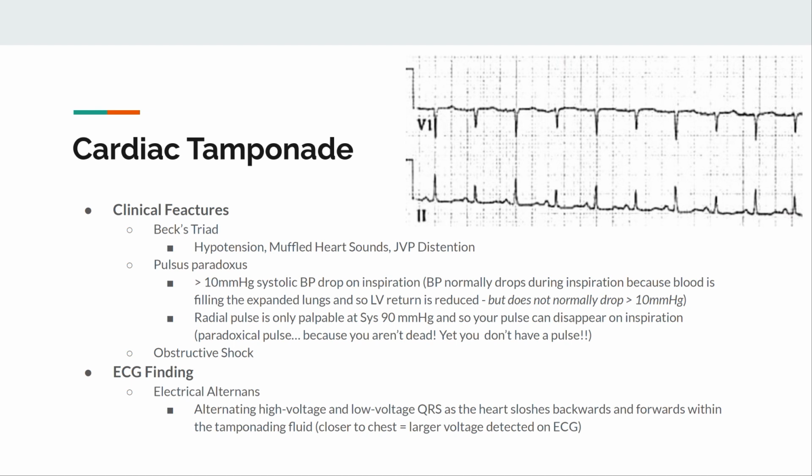And features of obstructive shock, which is basically the low cardiac output with signs of venous congestion. We'll talk about shock more later. There's an ECG finding called electrical alternans, which is an alternating high voltage, low voltage QRS. And it's basically as the heart sloshes back and forwards within this pericardial fluid, whenever it moves closer to the chest leads, the QRS will be high voltage, and then as it swings back, it'll be low voltage. And that's the ECG I've shown above, where it goes high, low, high, low. That's the heart sloshing back and forwards within the fluid.